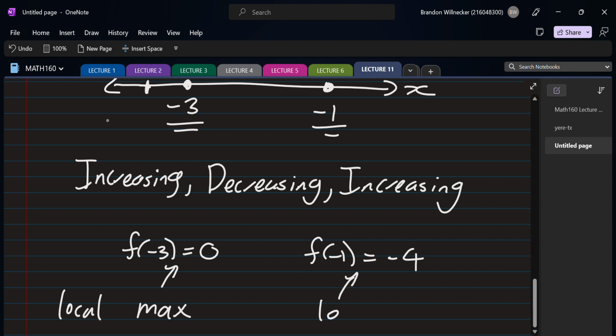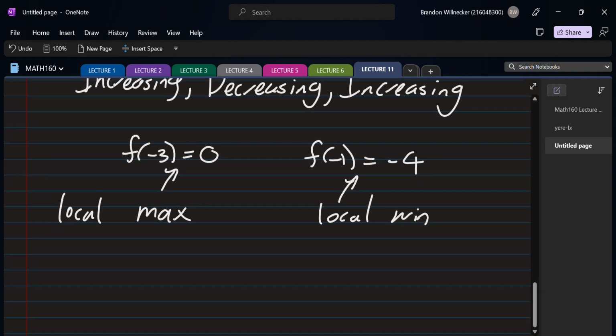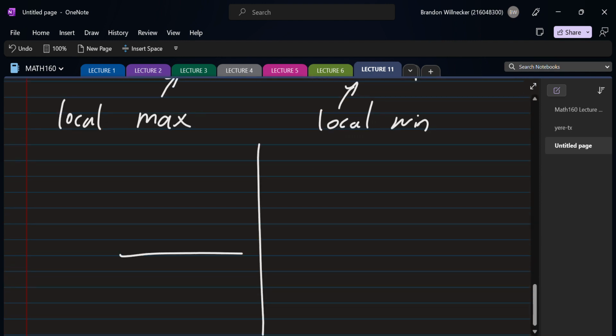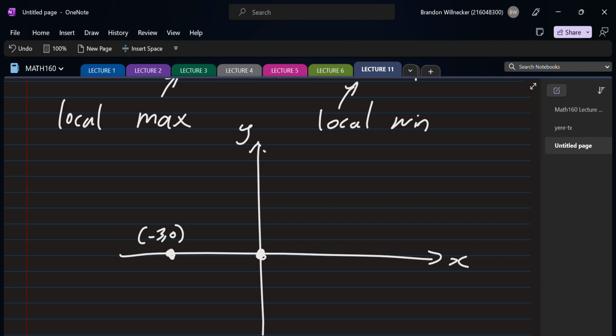And this one, that's going to be our local min. Okay, so that's all we really need. Let's sketch this now. So we have x and y. Let's put in our x-intercepts and y-intercepts. We know that there's one here at -3, so -3 and 0. We've got another one here at 0, 0. Okay, so that is our x-intercept and y-intercept.